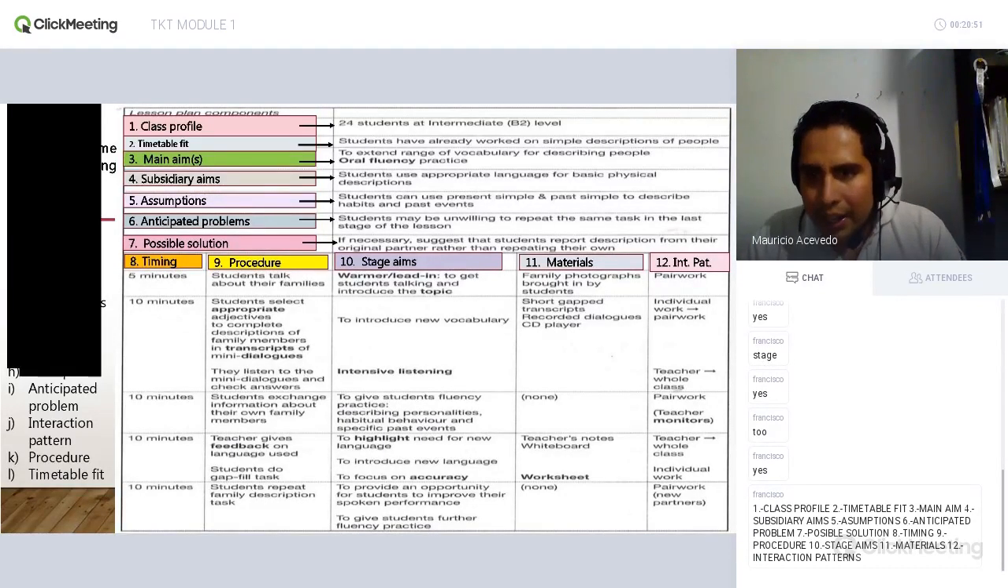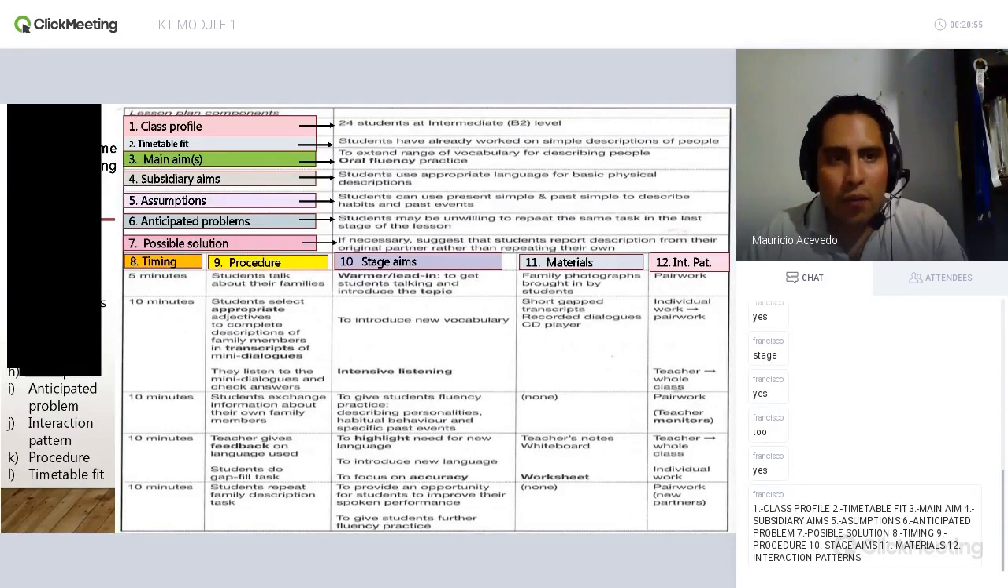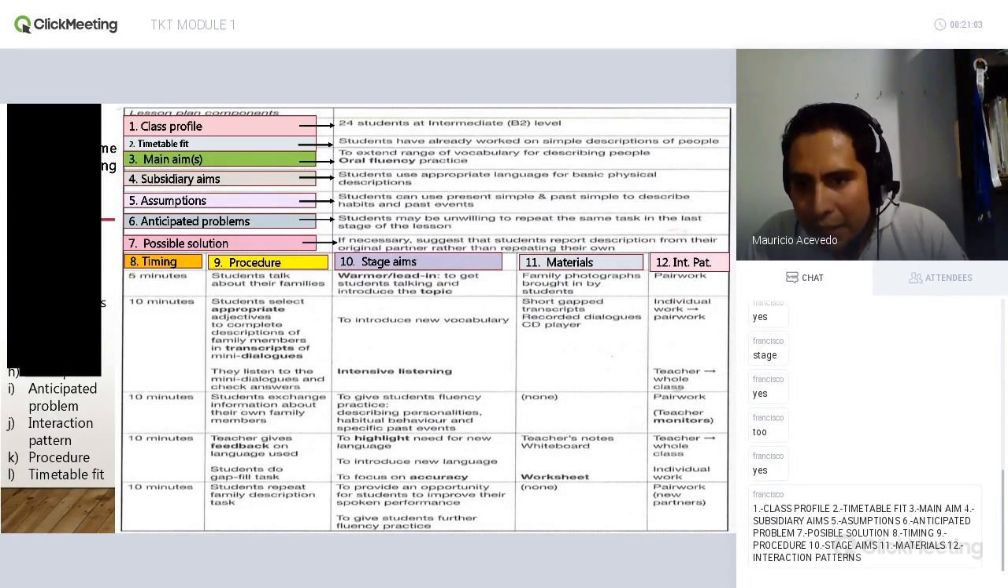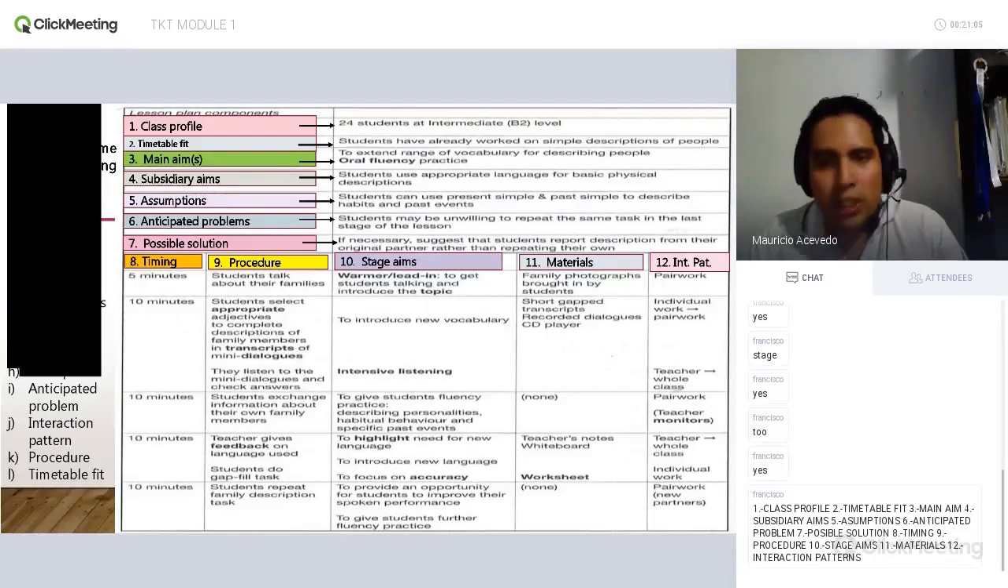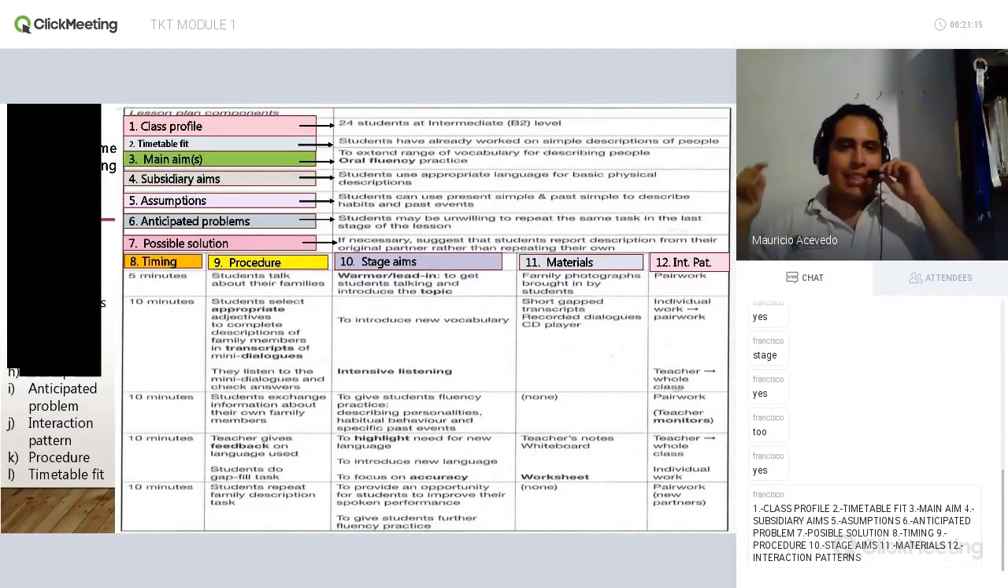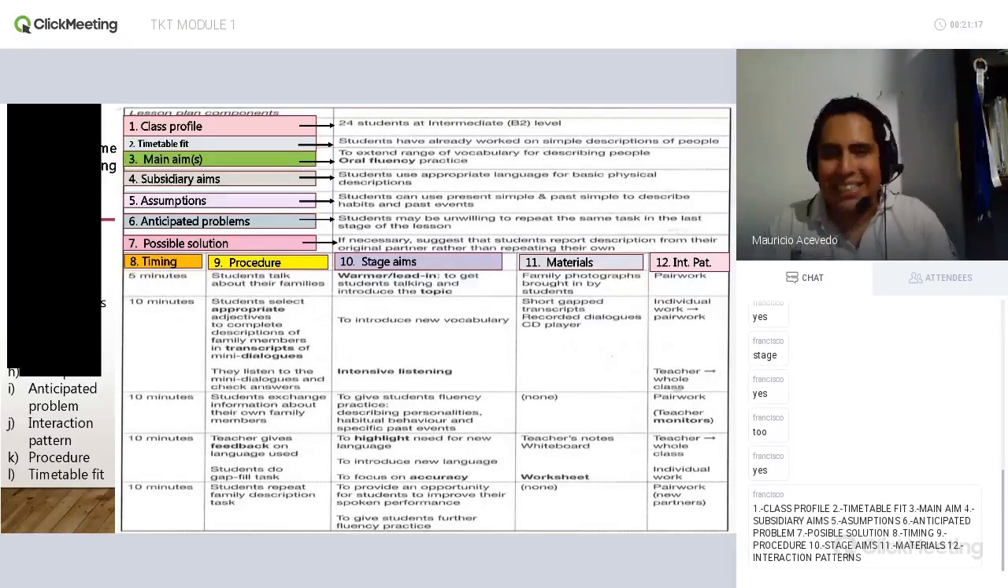So this is basically what they have already seen about this topic. Main aim, excellent. Number four, subsidiary aim. Number five, assumptions. Number six, anticipated problems. Number seven, possible solutions. Eight, timing. Nine, procedure. 10, stage aims. 11, materials. And 12, interaction patterns. Excellent. Excellent, Francisco. So you have 10, 10, 10, 10, a complete 10.